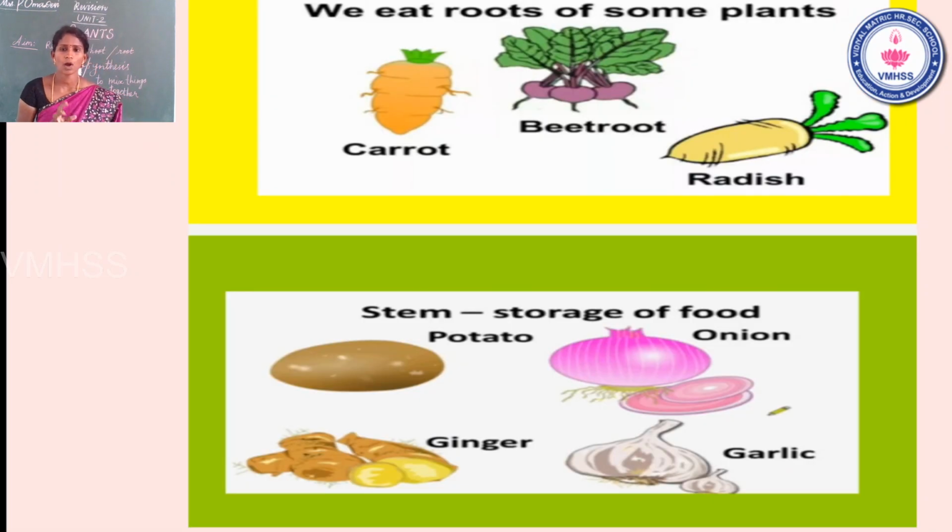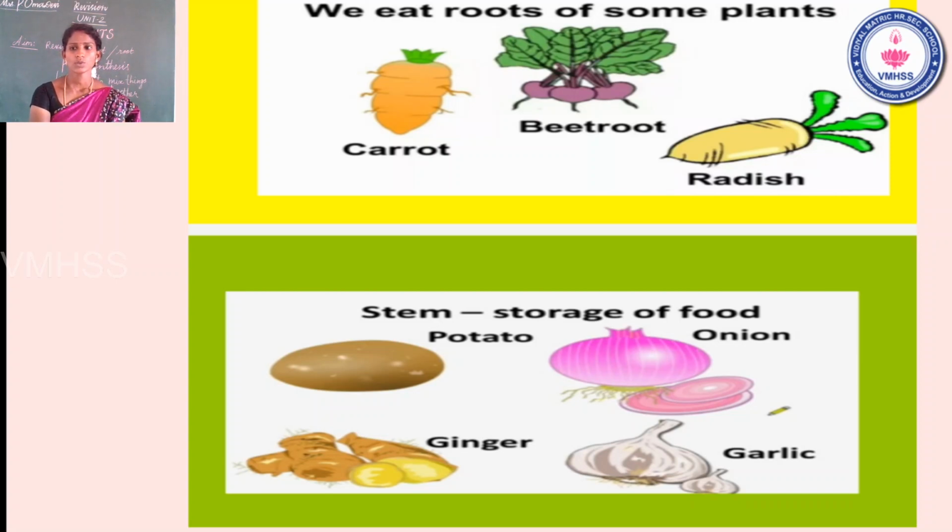Some plant parts we use for food. Yes, so we eat different kinds of plant parts. For example, root, stem part and flower part. Some of the examples are given in the slide. We eat the root of some plants. For example, carrot, beetroot and radish.